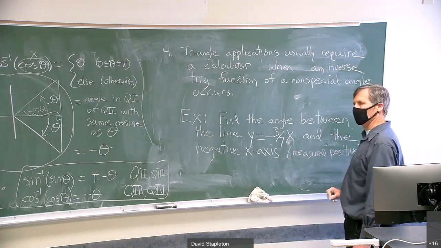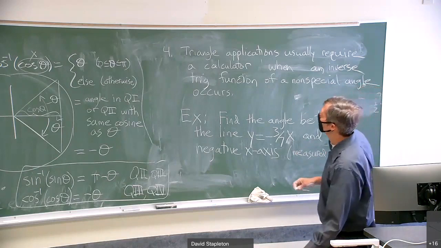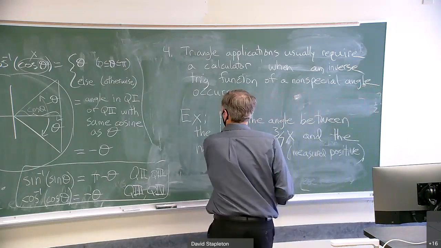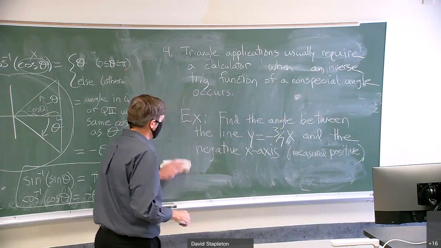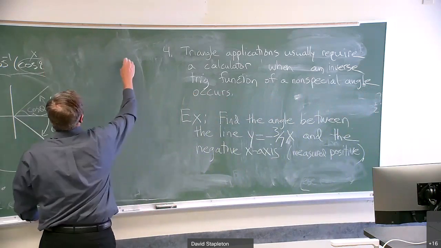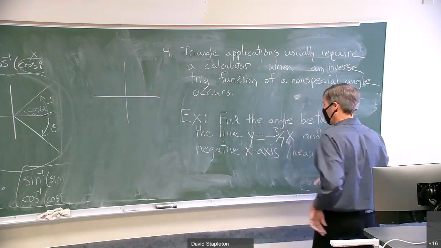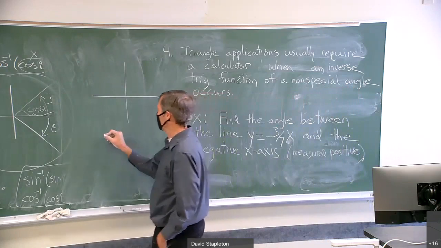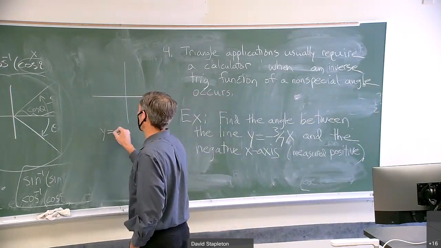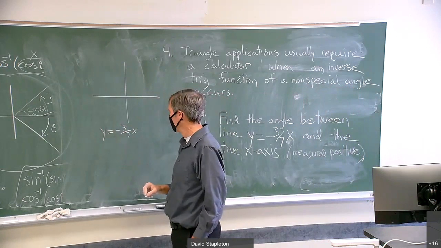How would I do that? On applied problems, always draw a picture, if it has geometry. So we'll draw this picture. What does this line look like? This is where you have to remember some algebra. Y equals minus 3/7 x. How do I even know it's a line?